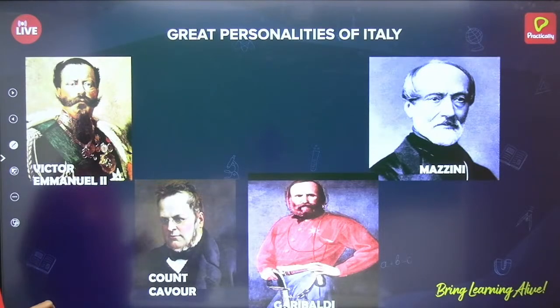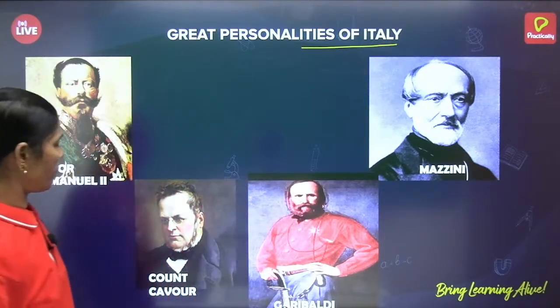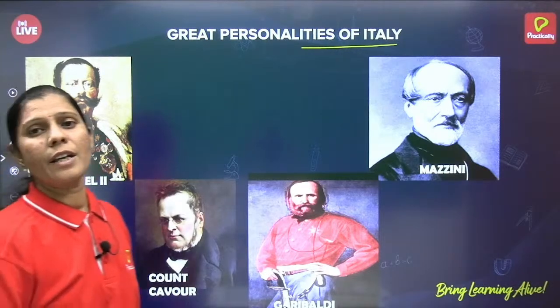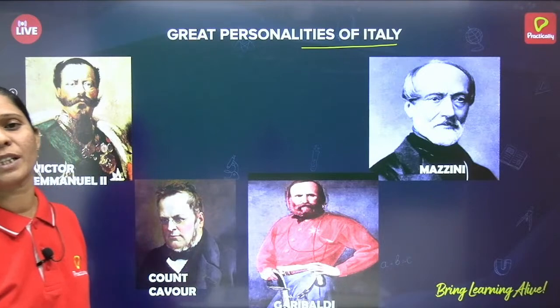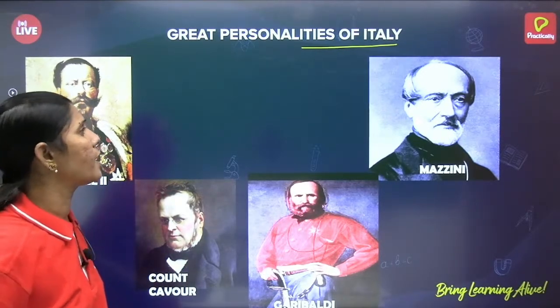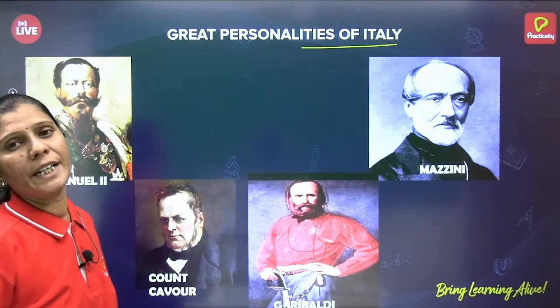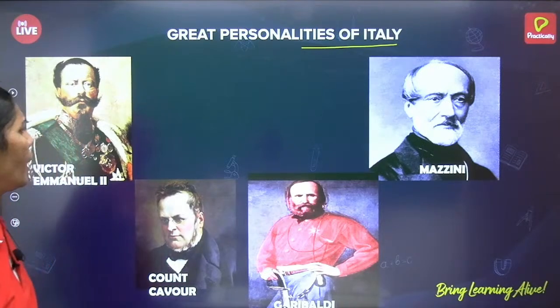Now let us go to the situation of Italy. In Germany, we learned about a one-man show, where a single person leads the role, that is Bismarck. Otto von Bismarck led it. He was called the Iron Man, the man of blood and iron.